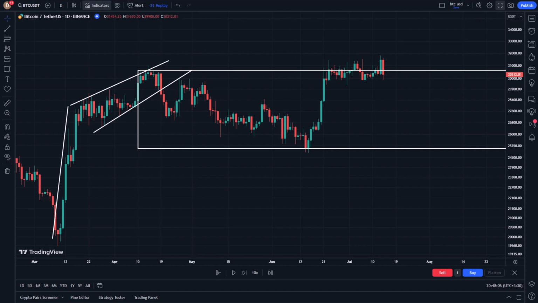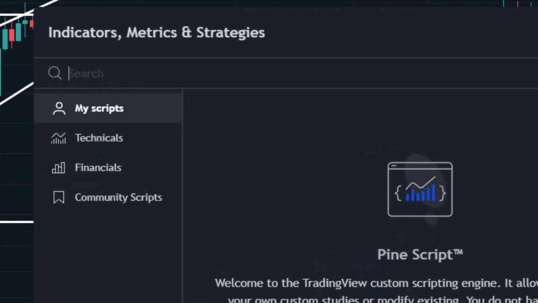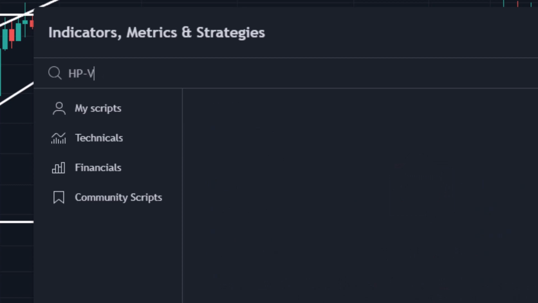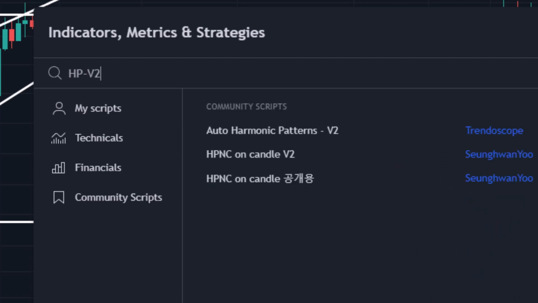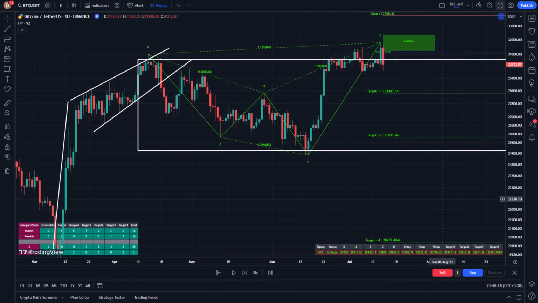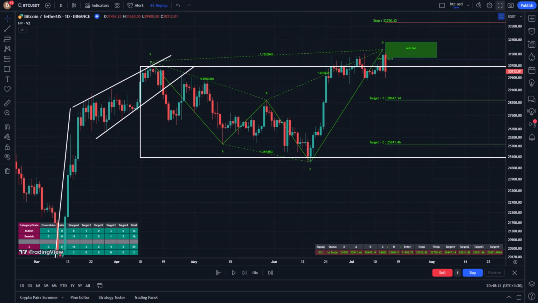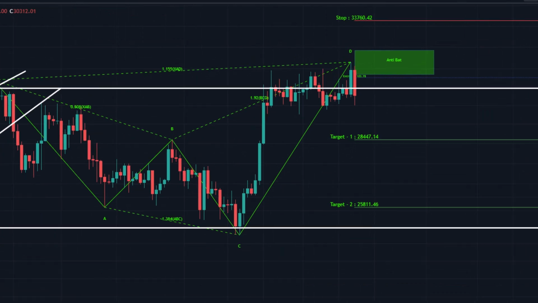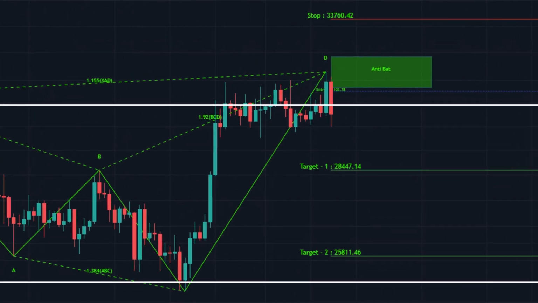To access this tool, click on the Indicators tab and search for HPV2. This is by far the best free indicator I've come across that quickly calculates various harmonic patterns within seconds. In this situation, recognizing that we are at the upper boundary of a trading range and considering only short entries, we can utilize this indicator on our chart. It promptly reveals that a solid harmonic structure is nearing completion, likely around the upper edge of the range.